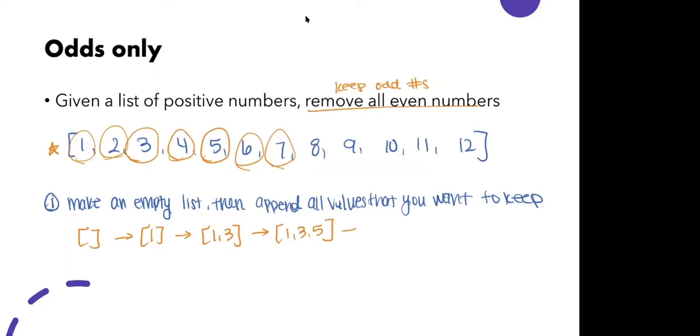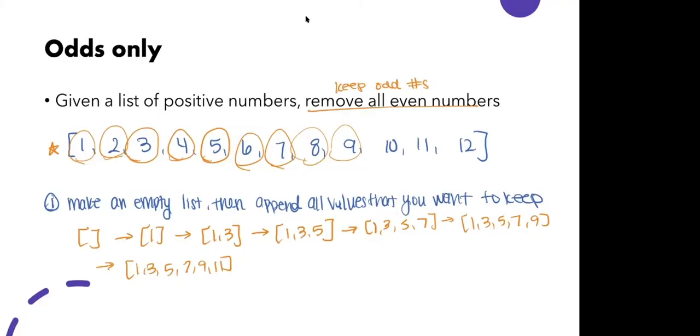I have the number 7, which I want to keep. So 1, 3, 5, 7. And hopefully you guys can see the pattern. You keep whatever you want to keep, you append to this new list. Whatever you don't want to keep, you just leave it. You don't do anything with it. That's your first option. The second option is to actually just remove it from your list.